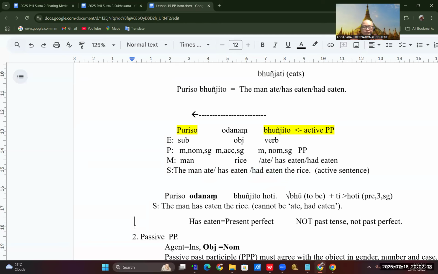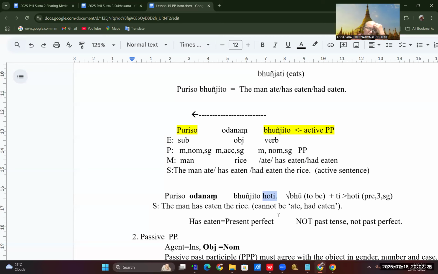So if you want to do past tense, you don't put the word hoti. Okay. Just drop it. Yeah. Or if you want to put, you also can put, like, what is it?